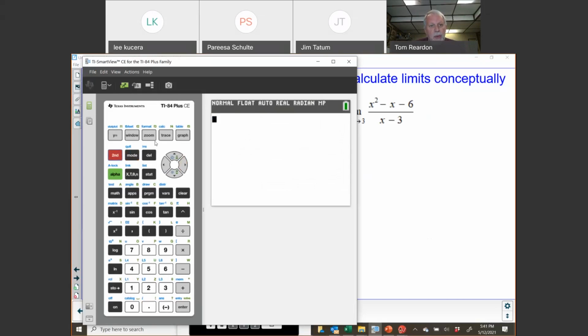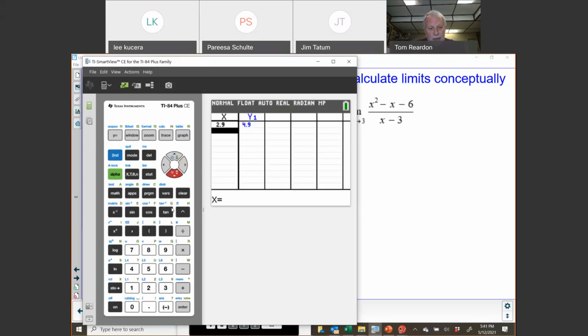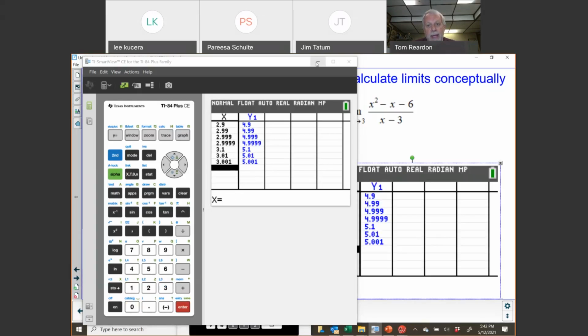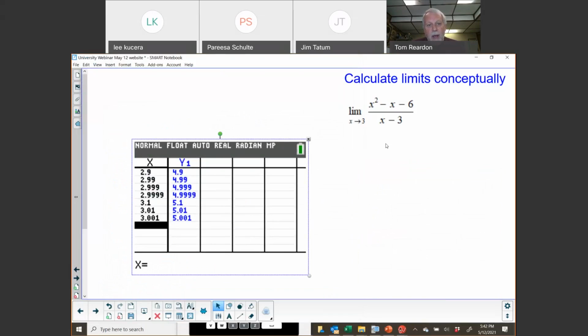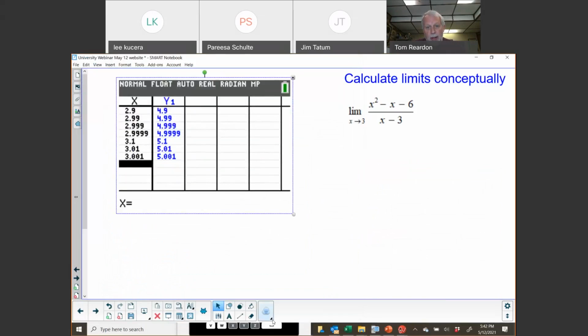So now when I go back to the table, 2.9 is now, as a decimal, 2.99. I'm getting closer to 3, 2.999, and so on. And as you can see, as I'm getting closer to 3 from the left side, or smaller, this is getting really close to 5. So let me try 3.1, 3.01, 3 and 1,000th, and so on. And you can see that as x approaches 3 from either side, y is getting really, really close to 5.